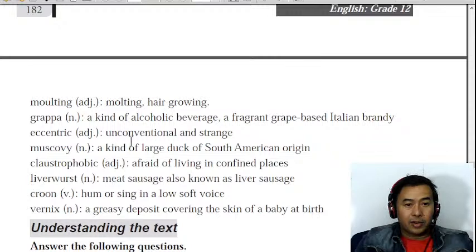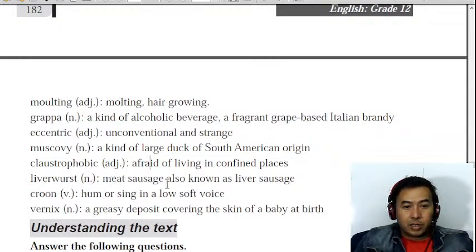Then eccentric: unconventional and strange, very strange. Muscovy, a kind of large duck of South American origin. So we have got kinds of local ducks here. We have Muscovy, a kind of duck. Claustrophobic, a kind of fear, right? Phobic means fear. Afraid of living in confined places, where hardly there is light, with tight spaces.